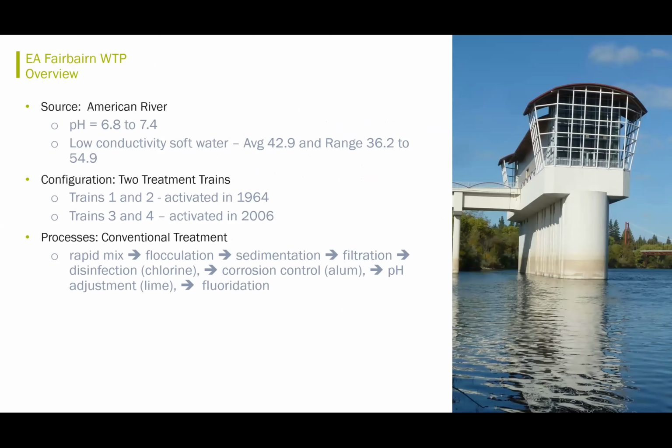The source of the water is the American River with pH of 6.8 to 7.4, and it's quite soft with a typical hardness range of about 43 to 36 milligrams per liter, average is about 43 milligrams per liter. They've got 2 trains in the original 64 plant, and then 2 trains for the 2006 plant. It's a typical conventional water treatment plant with rapid mix, flocculation, sedimentation, filtration, followed by disinfection, corrosion control, and fluoridation.